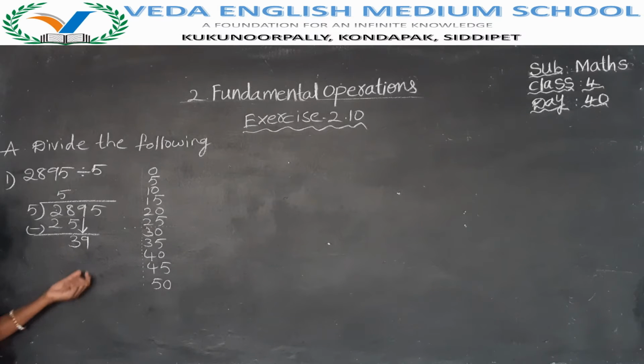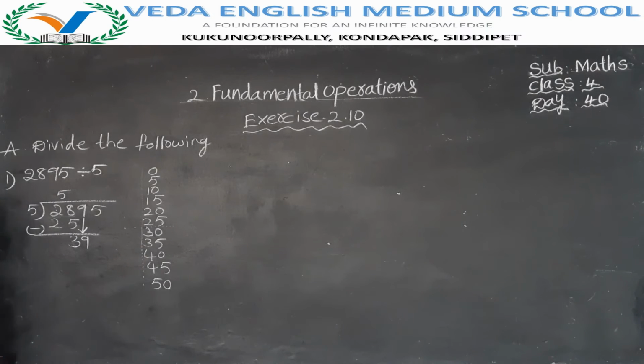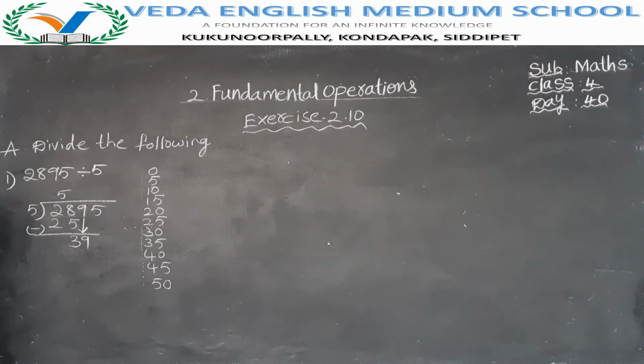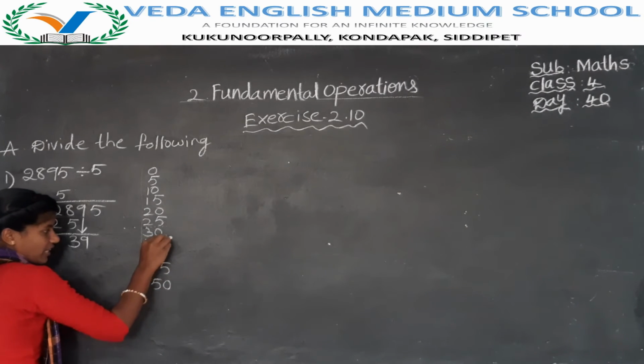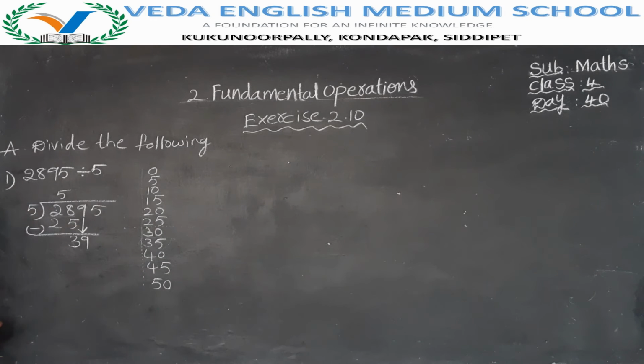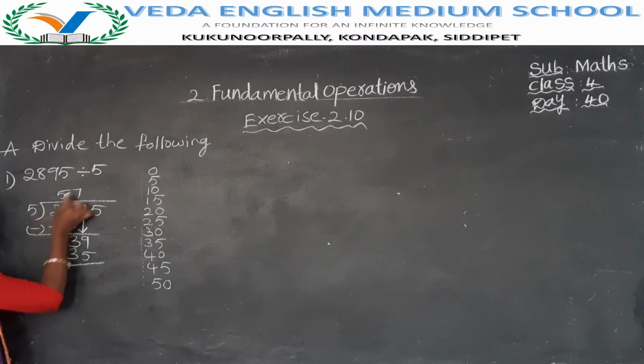That number becomes 39. Is there 39 in 5 table? 39 is not there. If 39 is not there, then we have to choose the number smaller than 39 and nearest to 39. What is it? 35 is nearest to 39 and smaller than 39. So 5 7s are 35. 35 is possible in 5 table, that is 7 times. So 5 7s are 35.